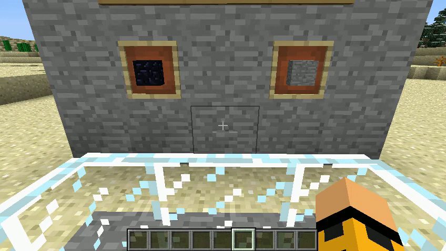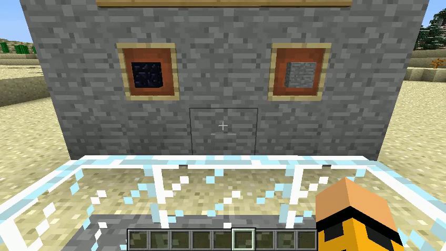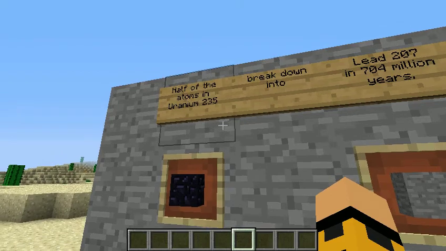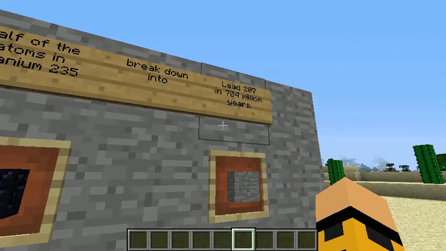This breakdown is a very useful clock because the same atom breaks down into the same other atom form at the same amount of time. This breakdown is called radioactivity. So uranium-235 breaks down into lead-207.